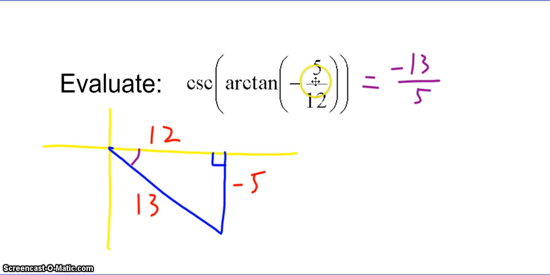Okay, so first we want to draw a triangle with the information that we have, the arctangent of negative 5/12. So since the arctan is negative, I know that it's going to be in the fourth quadrant, because arctan is only in the first or fourth quadrant because of the range. And then this is what my triangle is going to look like. It's going to be a right triangle. The opposite is negative 5, the adjacent is 12, so the hypotenuse is 13. Therefore the cosecant of this angle is negative 13/5.